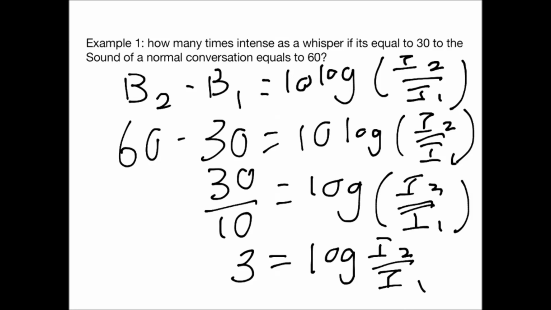As you can see, we have to use the equivalence law again to solve this problem. Therefore, log base 10 moves to the left side, and it will be 10 to the power of 3 equals I2 over I1. So the answer will be 1000. The ratio of these intensities is 1000. This means a normal conversation sounds 1000 times as intense as a whisper.